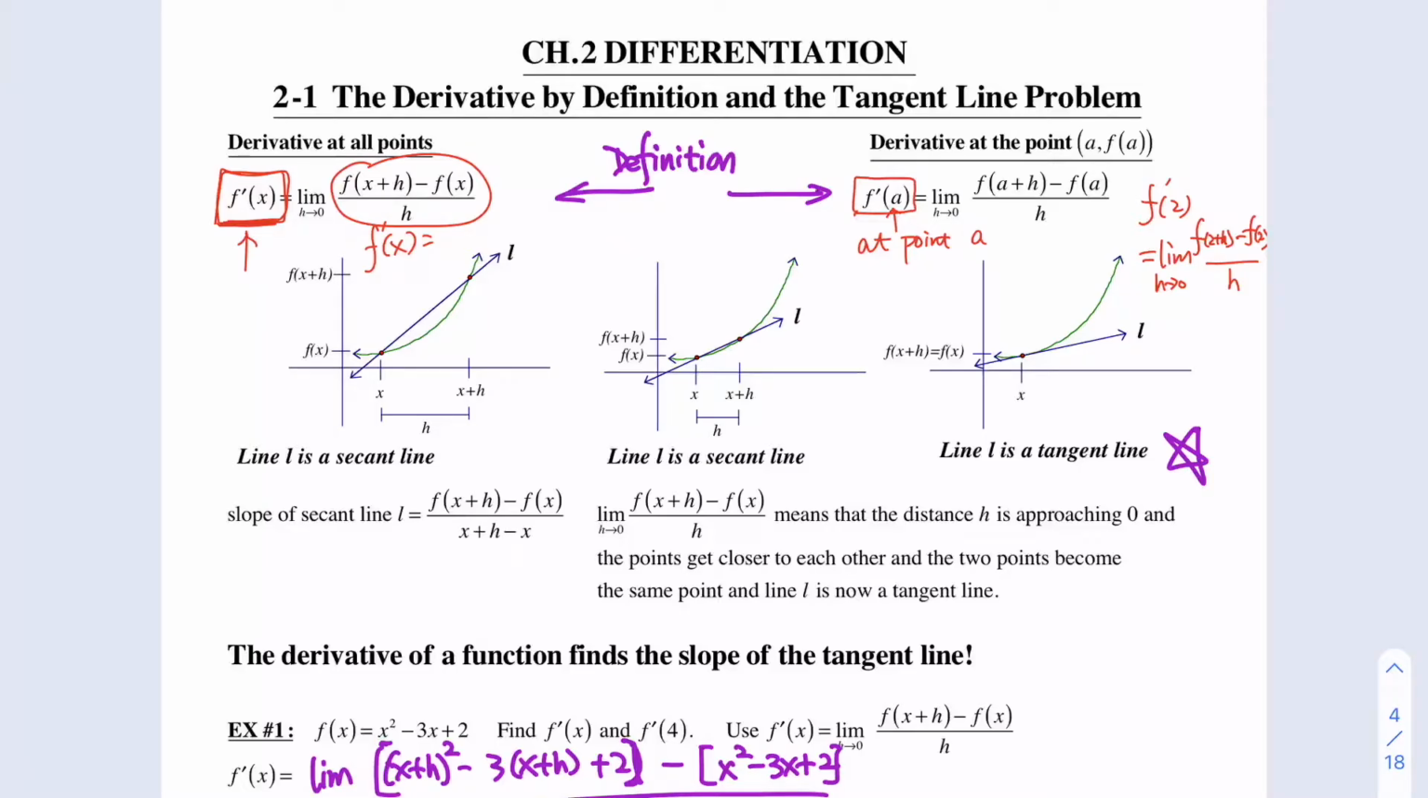Today we are going to go over chapter 2, differentiation. In the first lesson, we are going to go over the definition of differentiation and the tangent line. So there are two definitions of a derivative.